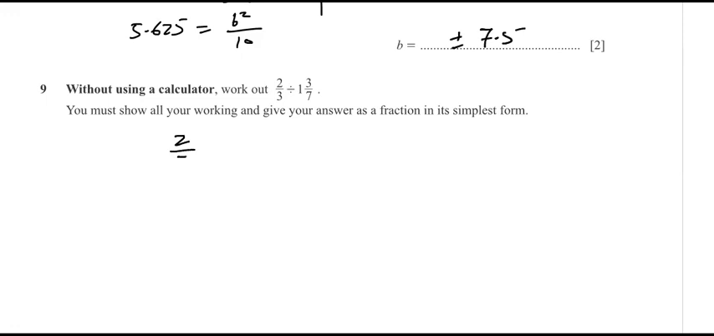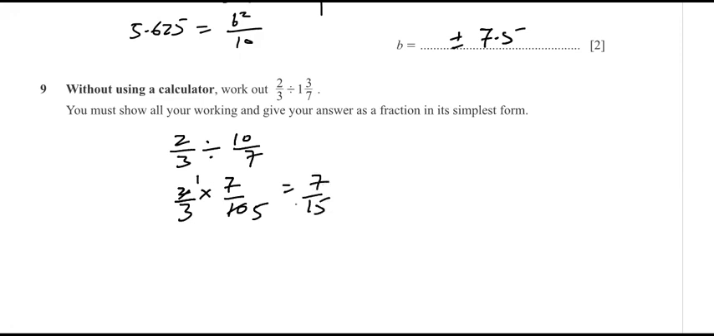Now next, number 9: without using a calculator, work out this one. Very simple, 2 over 3 divided by, first this is a mixed fraction, make it a normal fraction. 7 into 1 is 7, 7 plus 3 is 10. So 10 over 7. Now it will be 2 over 3, make it multiplication, 7 over 10. 2 can cancel. So 7 over 15. That is in the lowest form.